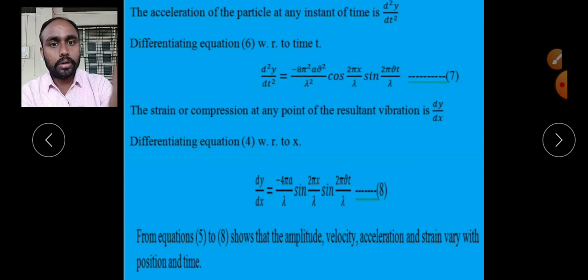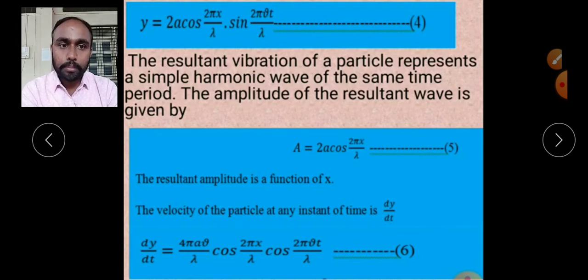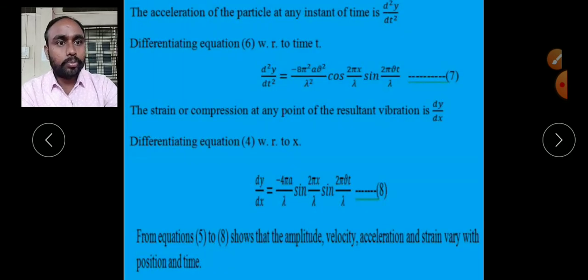From this inner theta we get 2 pi V by lambda, and already here it is 4 pi a V by lambda. So 4 into 2, 8, pi into pi, pi square, a as it is, V into V, V square, in the denominator lambda into lambda, lambda square, and negative sign, cos 2 pi x by lambda as it is, and sine 2 pi Vt by lambda. Look at this factor, how it came: only because of the double derivative. Simple. And this is the acceleration. Equation number 7 gives you the acceleration of the particle.